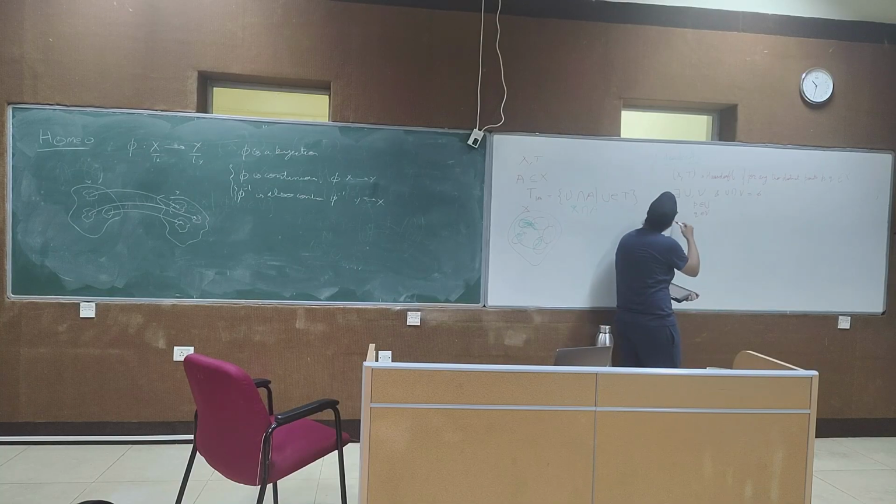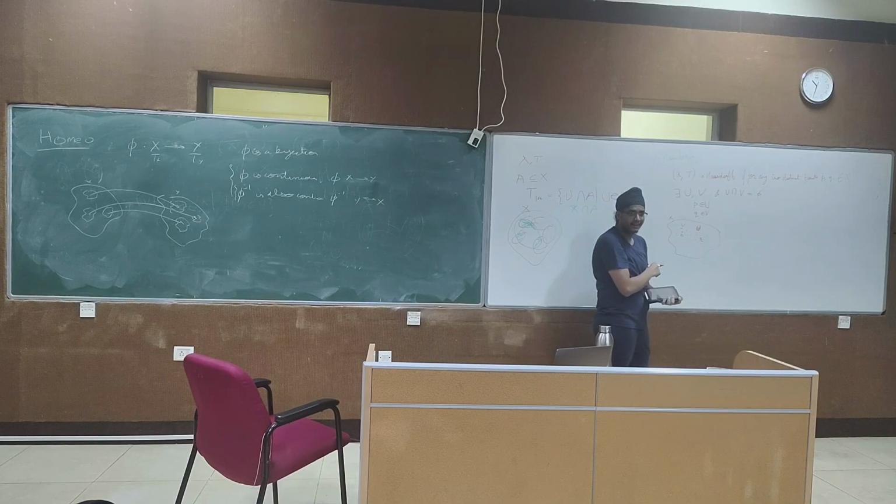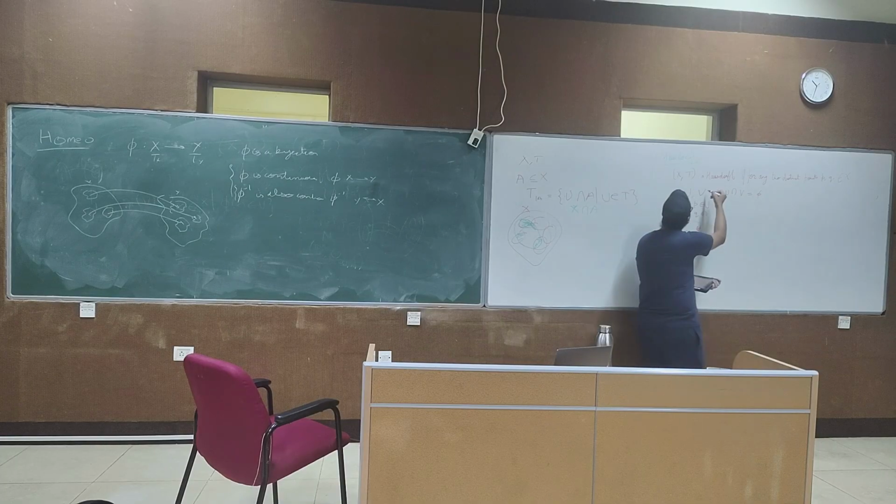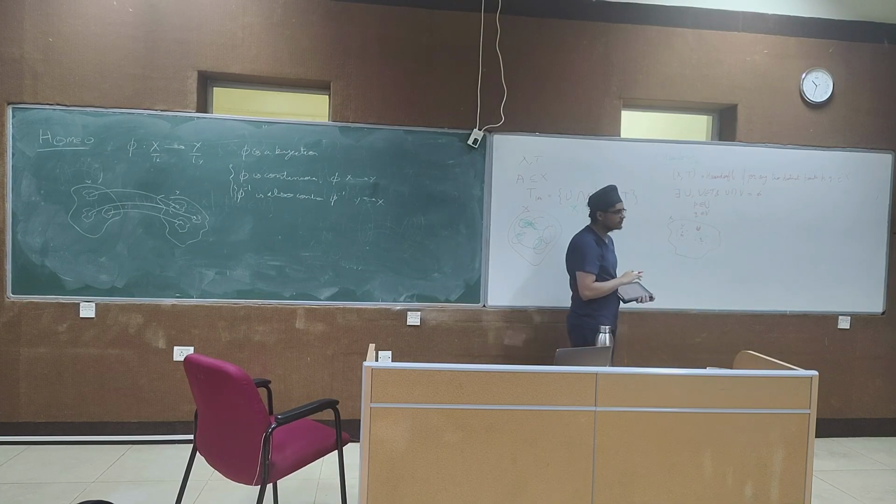So, given a set X, what this is saying is, for any two points P and Q, you can always find open sets U and V such that U contains P, V contains Q, and their intersection is the empty set. Yeah, they are open sets. Okay.